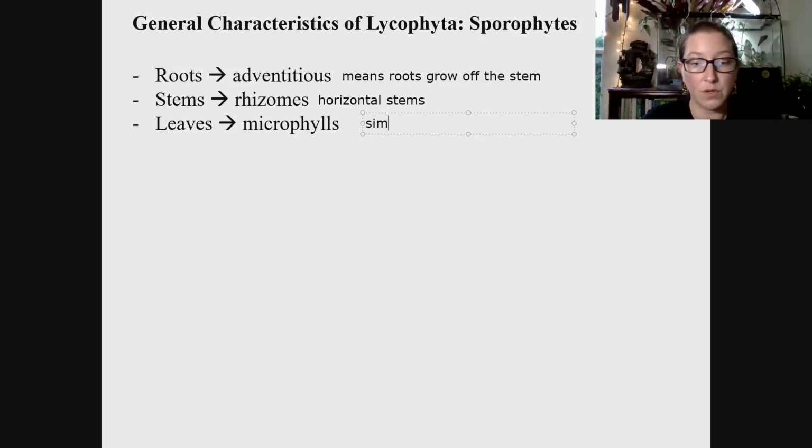Microphylls are simple leaves. Remember simple versus compound leaves in the leaf lecture. Go back to that if you need a refresher. But microphylls are simple leaves that have one vein. Simple leaves that have one vein.